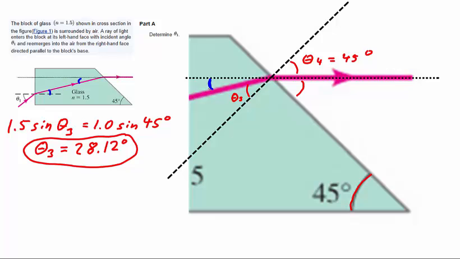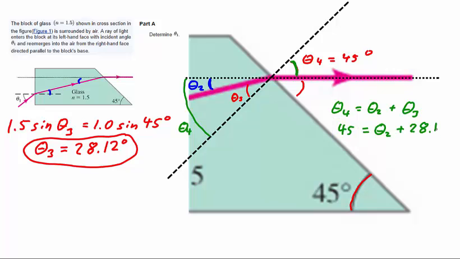Returning to the magnified view, we again recognize that the angle θ2 will be the angle between the horizontal line and the light ray before it exits. We also recognize one more principle, and that is the angle θ4 is a vertical angle to the one indicated in green on the left. Therefore, we understand that θ4 is simply equal to the sum of θ2 and θ3. Thus, since θ4 is 45 degrees and θ3 is 28.12 degrees, we determine that θ2 must be equal to 16.87 degrees.